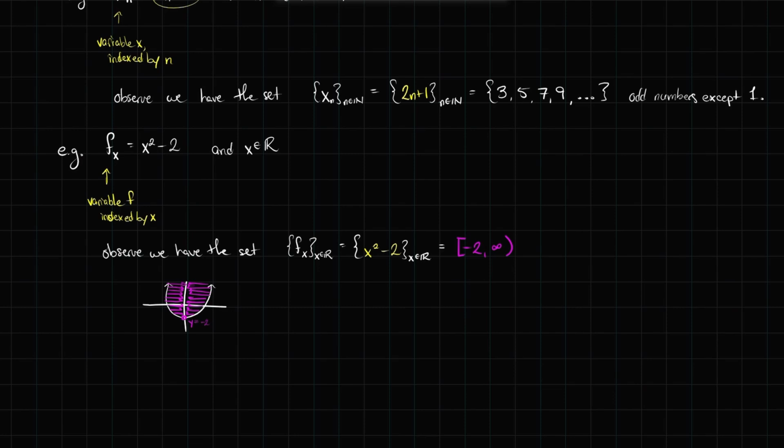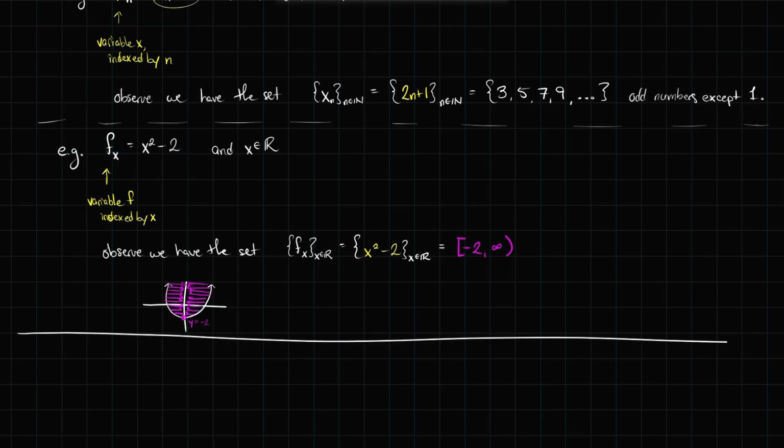So all of a sudden we have this very strange notation of saying f sub x equals x squared minus 2. It's kind of this set where it's parameterized by x and r. And it turns out that if you combine all of the entries of that set together, you just get that interval, negative 2 to infinity. Now indexing is a little bit stronger than just building sets. And I'll mention why here.